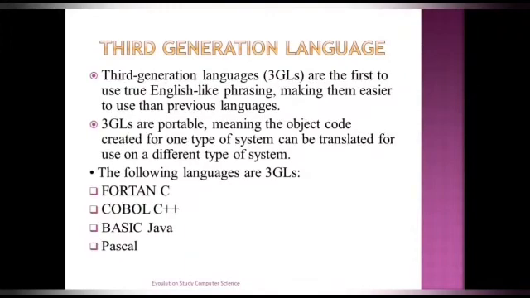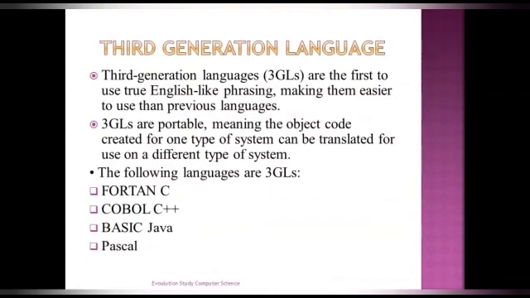Third generation languages or the 3GLs are the first to use true English like phrasing, making them easier to use than the previous languages. 3GLs are portable, meaning the object code created for one type of system can be translated for use on a different type of system. The following languages are 3GLs: Fortran, C, COBOL, C++, Basic, Java, and Pascal.